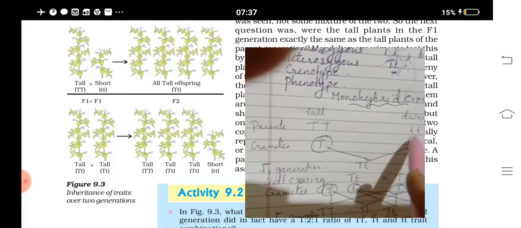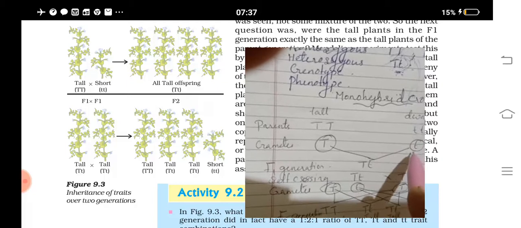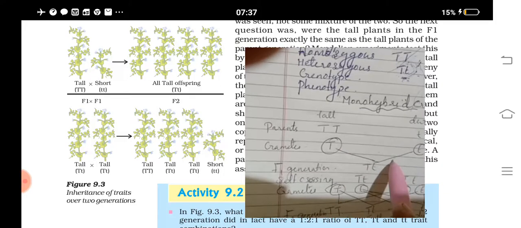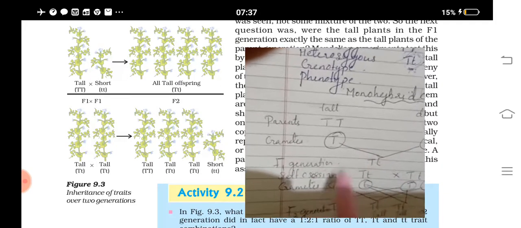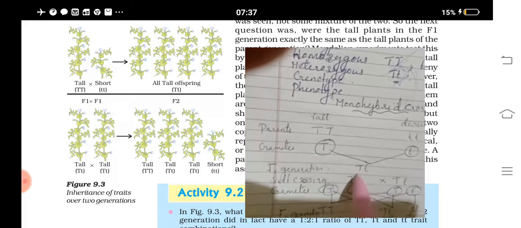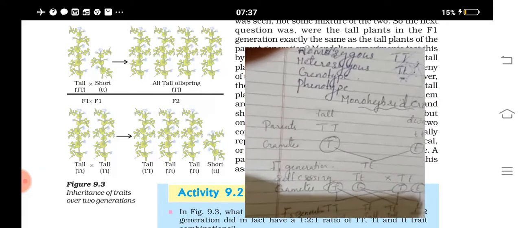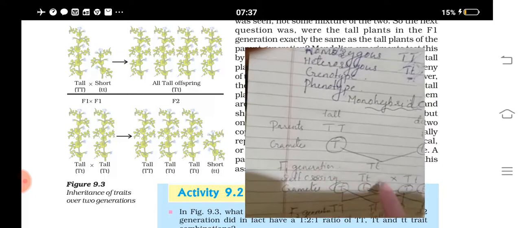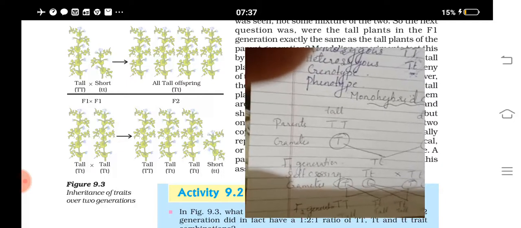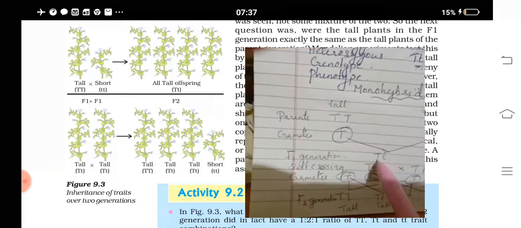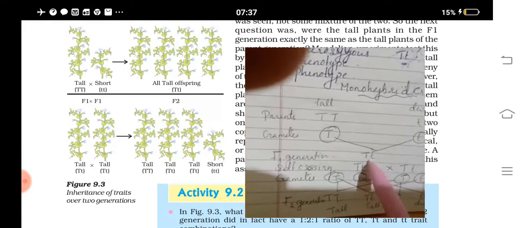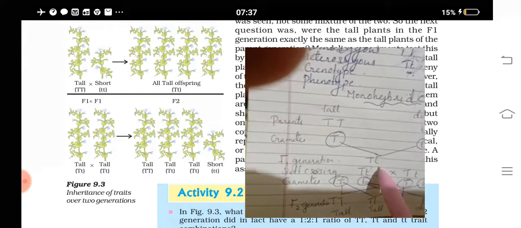From this parent, when they produce the gamete, it will have only small t. When these gametes fuse, they produce the F1 generation, and you can see that they will have the genetic constitution capital T, small t. This is the F1 generation. And you can see the phenotype. What do you mean by phenotype? External character. So this capital T, small t is what? The genotype of the organism. So what will be the phenotype of this? As we have studied, capital T is dominant, isn't it? The plants will be tall.